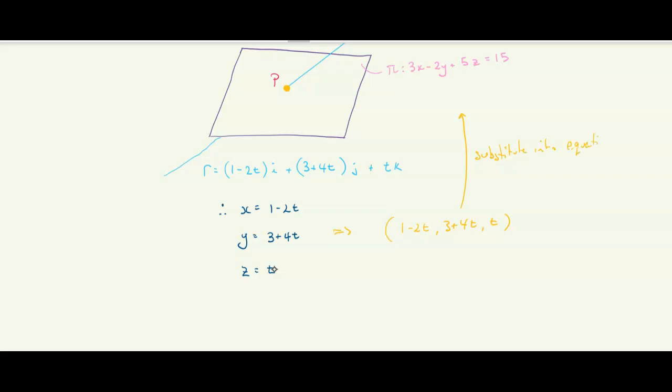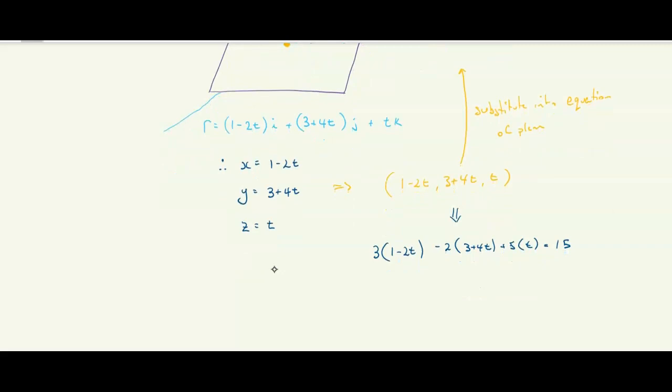Equation of plane. All right, now we'll do that, but we'll drop down here to do it. So we'll get 3 by 1 minus 2t, minus 2 by 3 plus 4t, plus 5 by t, and that we are going to make equal to 15 in order for this to also satisfy the equation of the plane.